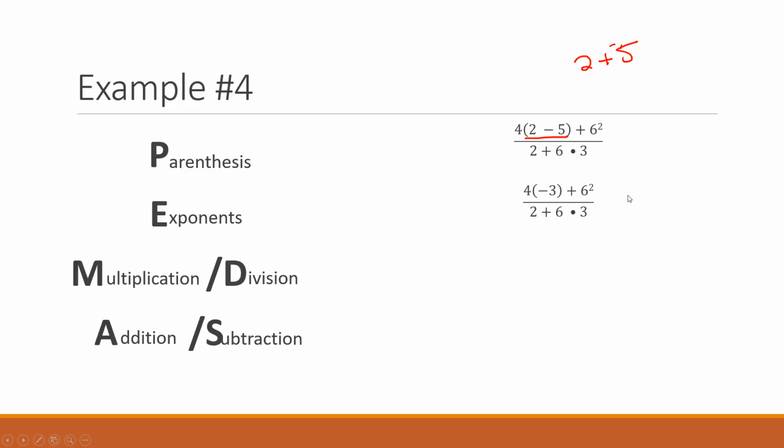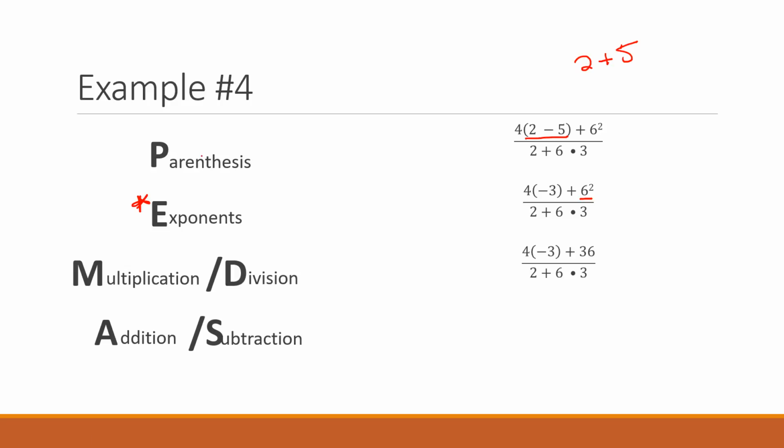Okay, now the next thing, we don't really have any more parentheses left. I guess there's parentheses around this, but since there's no other operations to be done inside those parentheses, we can ignore it for now. So that leaves us with exponents, and we do have an exponent to work on. Okay, so 6 to the second is 6 times 6, which is 36.